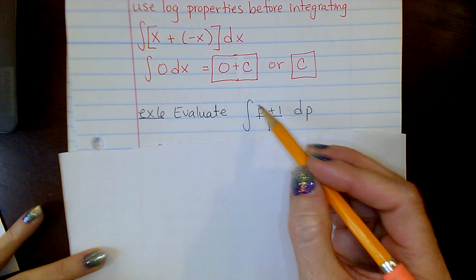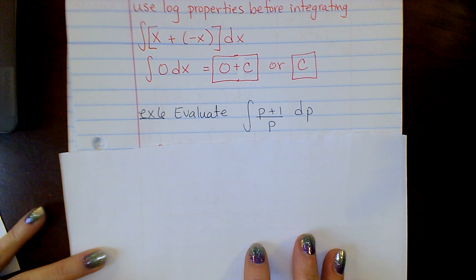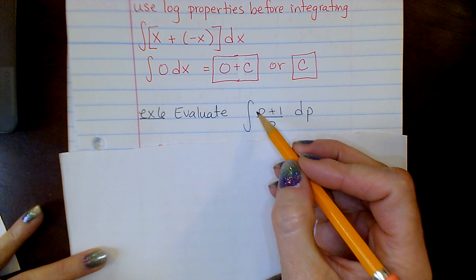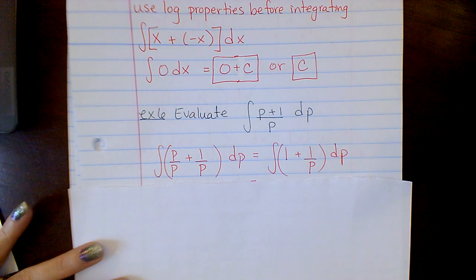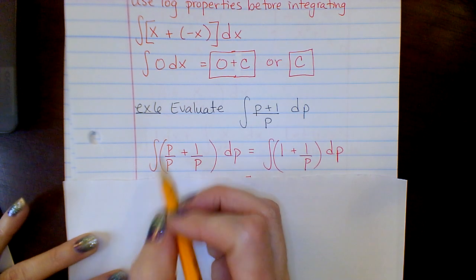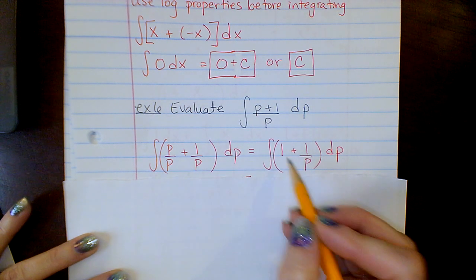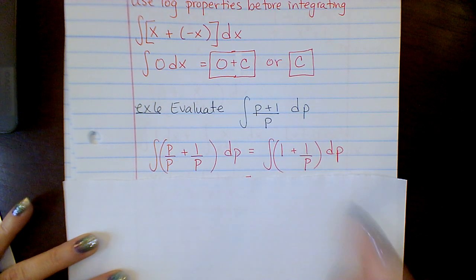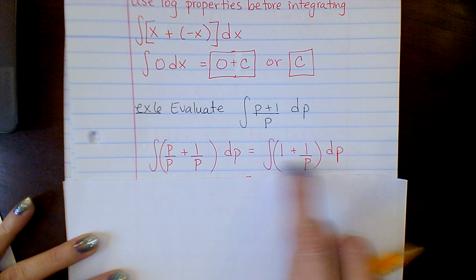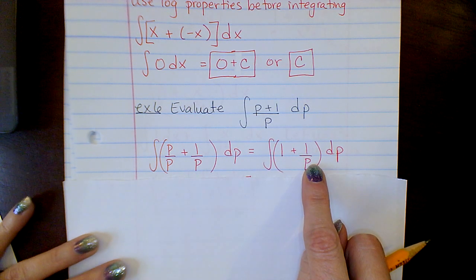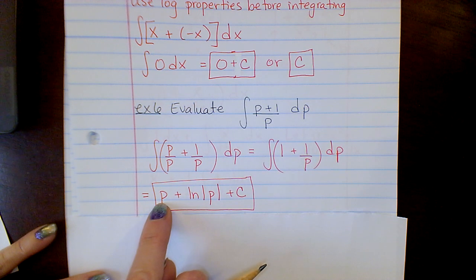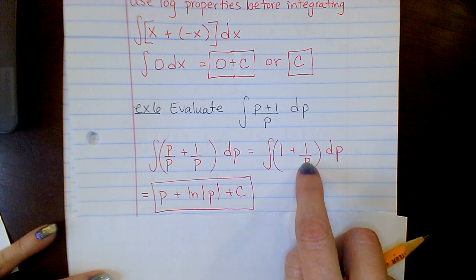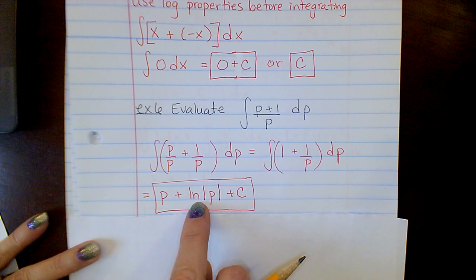So for this one, I would split this up into 2 fractions. I would split this into p over p and 1 over p. Because when you do that, this p over p is the same thing as 1. So now I just have these 2 separate integrals that are both really nice, right? The integral of 1 with respect to p is just p. The integral of 1 over p dp is natural log, absolute value p, and then a plus c in there.